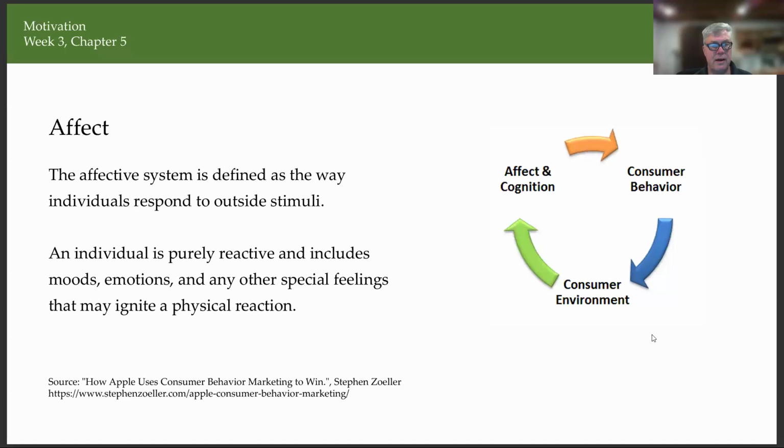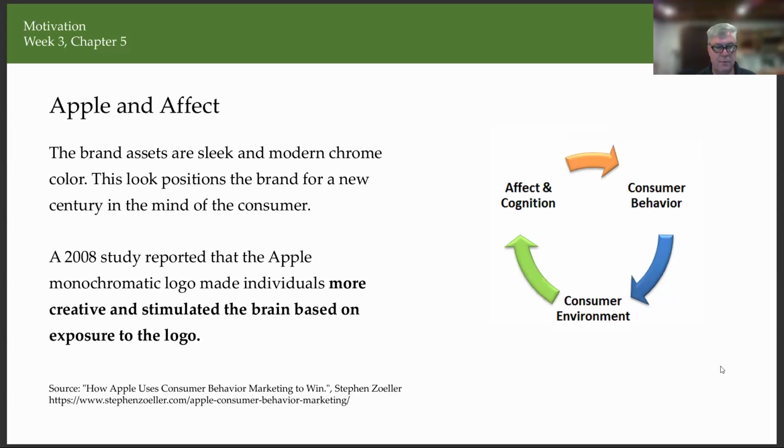Affect. The affective system is defined as the way individuals respond to outside stimuli. An individual is purely reactive, and this includes moods, emotions, and any other special feelings that may ignite a physical reaction. That physical reaction in this case is get that credit card out and buy this iPhone. But that is really the affect stage in the consumer behavior process. Apple and affect. The brand assets are sleek and modern chrome color. This look positions the brand for a new century in the mind of the consumers.